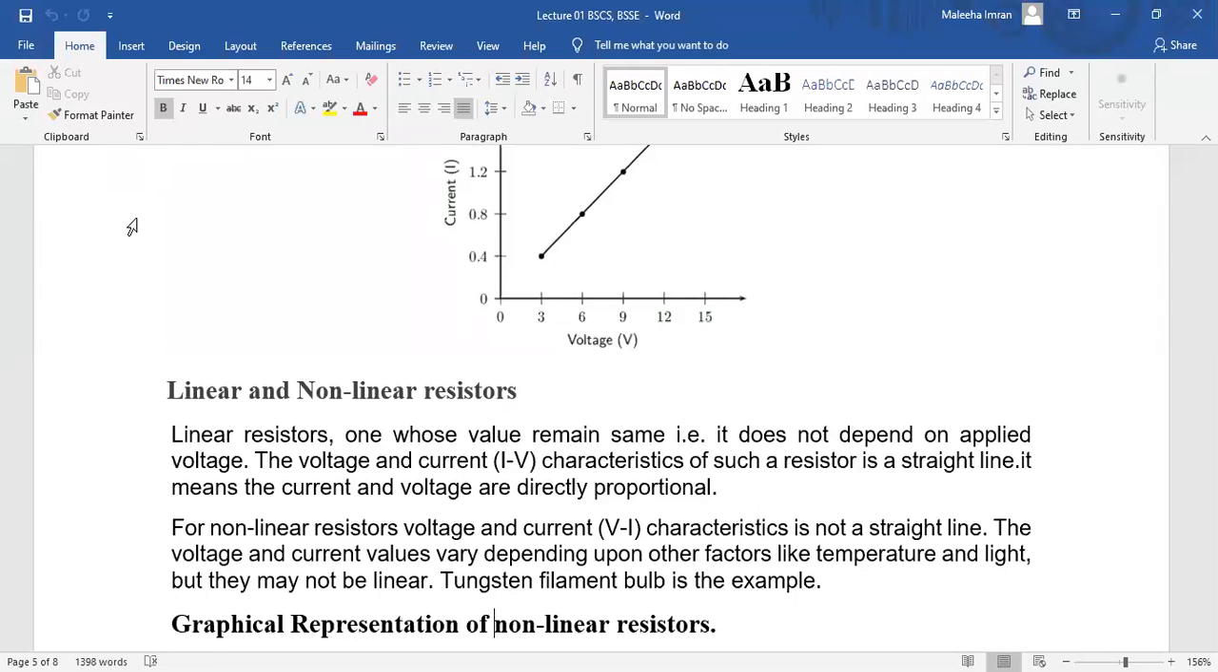Electric bulb is not a linear resistor, it is a non-linear resistor.